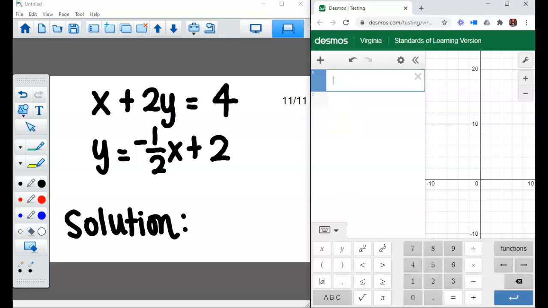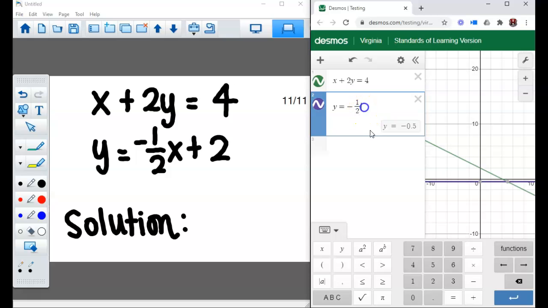Okay, so let's put in that first problem. We're going to do x plus 2y equals 4. So there's my green line. All right, enter, and now let's do the second one, y equals, then we want a negative, and now we're ready to put in our fraction. So we're going to hit our divided by symbol and put in 1 over 2. Don't forget to put yourself out here beside the fraction before you put in that x. And then we've got plus 2. Now, I hope you noticed there. Let me back up a step.